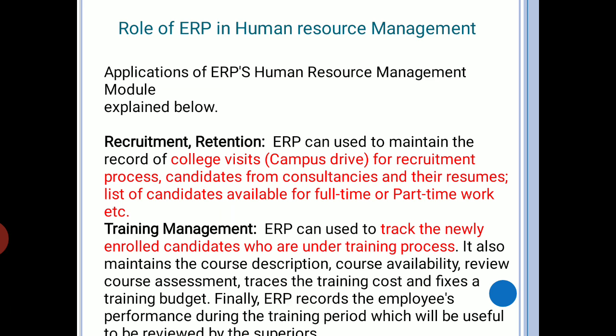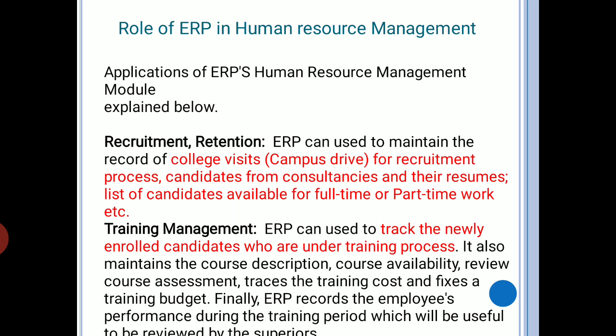Now, the next topic is the role of ERP in human resource management. The role can be explained as below, in the ERP application in the different software modules. The first one is recruitment and retention. ERP can be used to maintain the record of college visits of a company, that is, campus drives taken for the recruitment process, candidates from consultancies and their resumes, and the list of candidates available for full-time or part-time work. This will be the database in the ERP of a particular company's human resource management team.